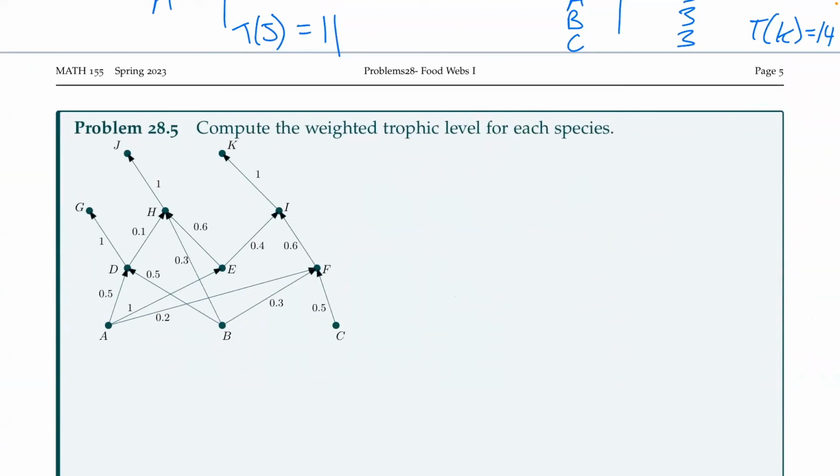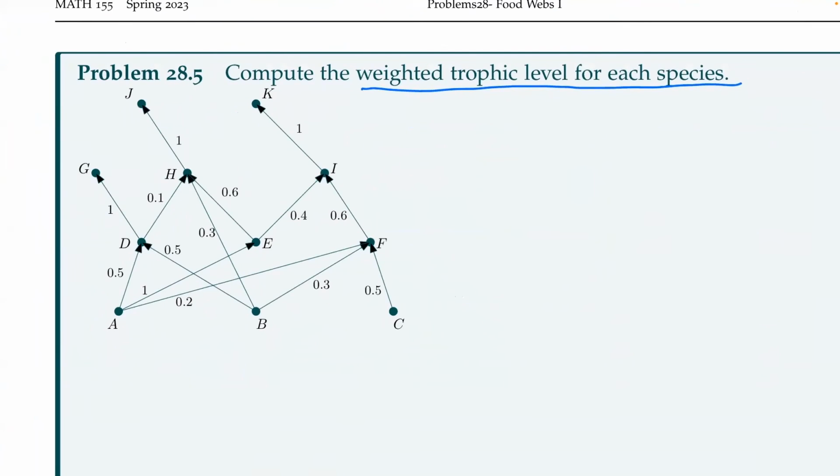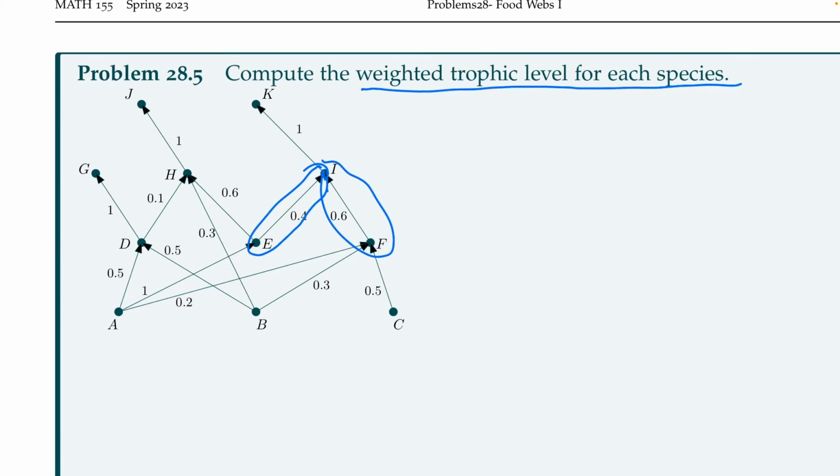Okay, last one here. We've got exactly the same food web again, but now we've got weights on them. So I want you to calculate the weighted trophic level for each species, okay? So remember what these numbers mean. This 0.4 here and 0.6, say, feeding into I, means that 40% of I's diet comes from E and 60% comes from F. So we'll finish by computing these things.